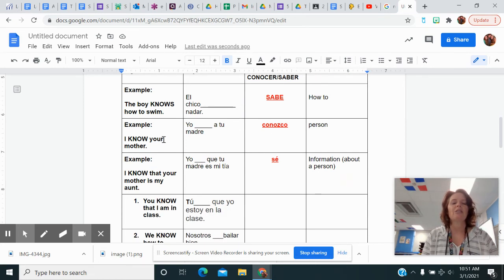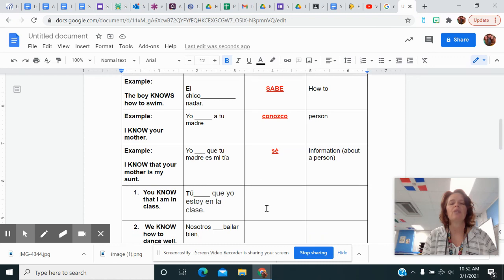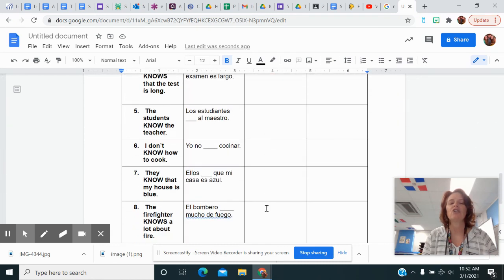Now, the next one I specifically put on here so you can see the difference between I know your mother, who's a person, and knowing something about your mother. I know that your mother is my aunt, okay? I didn't say I knew her. I mean, probably you do, but that's not important. You know something about her. So that right there is knowing information. Now, it is information about a person, but it's still information. That's why this one is the yo form sé, and this one where you're just saying you know a person is conozco.